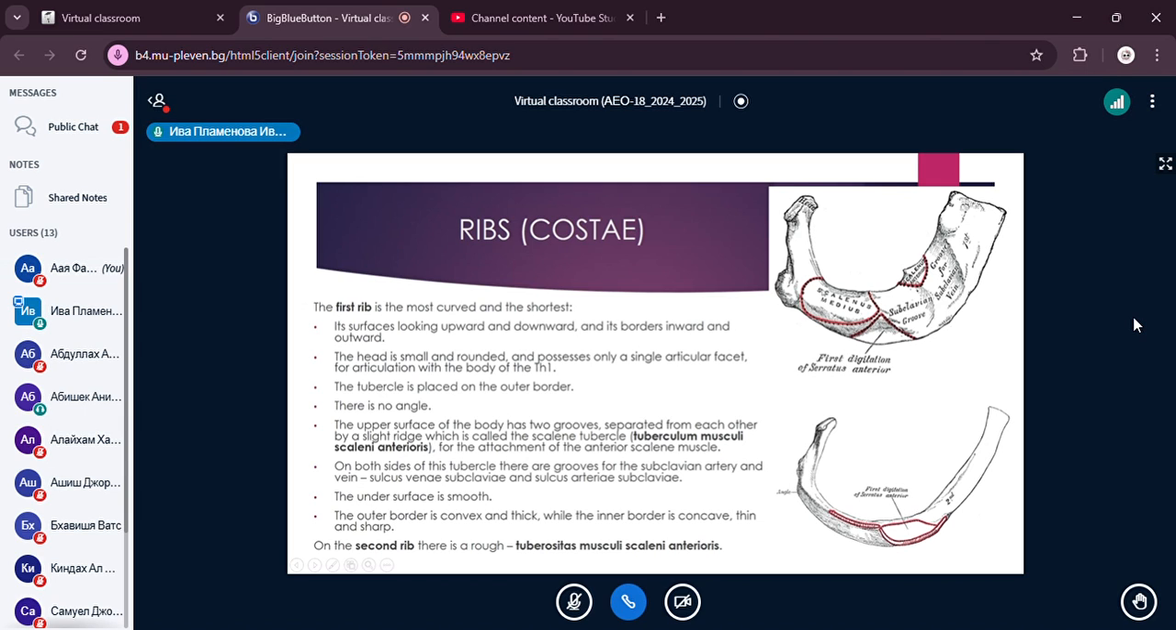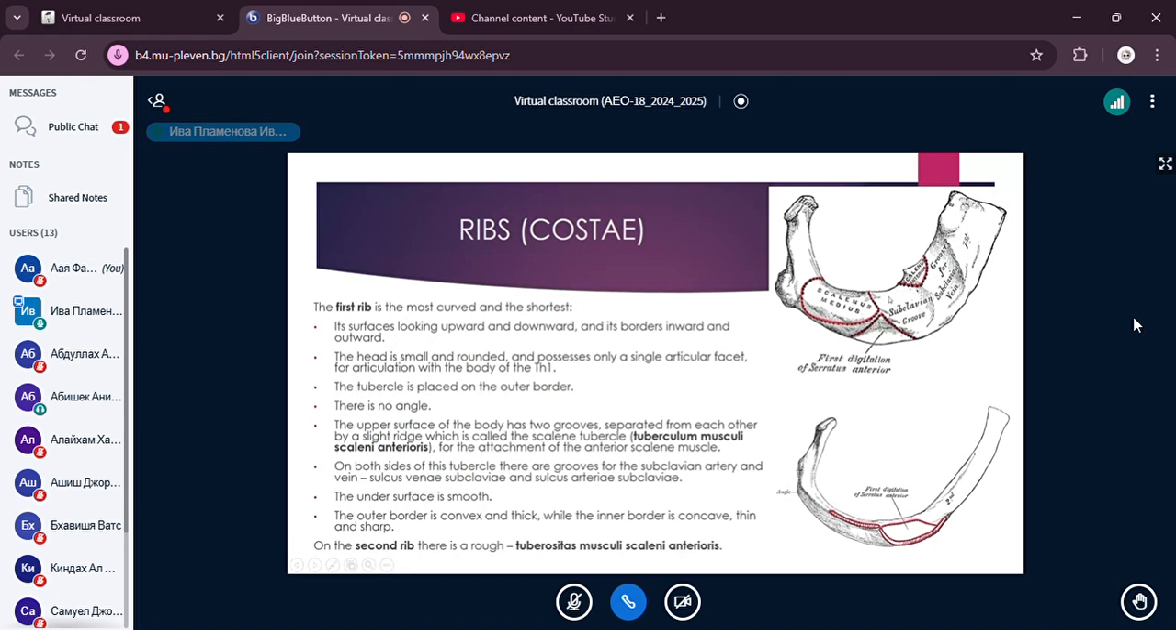The upper surface, the most important thing is that the upper surface has two grooves separated by a slight ridge, or we can say tubercle, for the attachment of the anterior scalene muscle. That's why we can say scalene tubercle. So, on both sides of this tubercle, we can find these grooves.